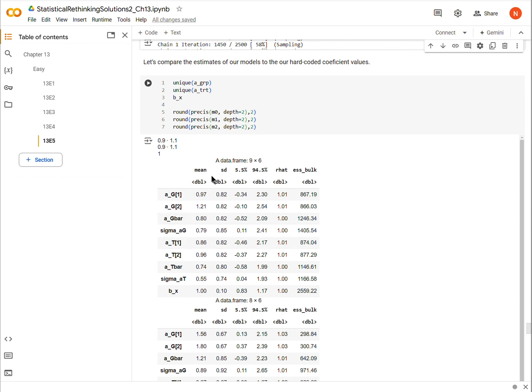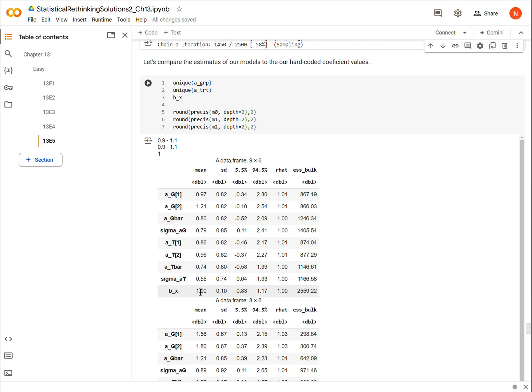Okay. So now when I compare, say, the effect or A group and A treatment, right? So the first group is 0.9 and the second group is 1.1, and same for treatment 1 and treatment 2. We see that for the group this is maybe directionally correct. It's not really clear with the other one, right?